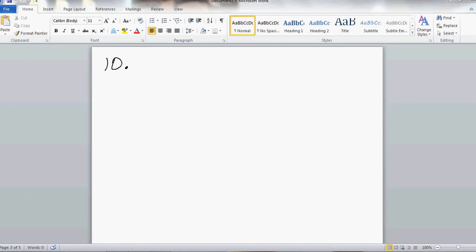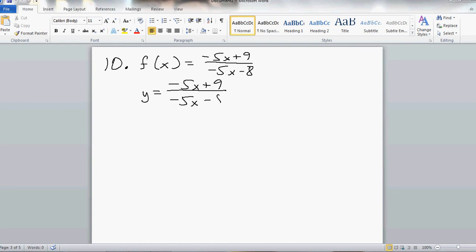Example number 10 is the final problem in this particular group of problems. f of x equals negative 5x plus 9 over negative 5x minus 8. So we need to get a y value in there. So we just change the f of x to a y. Switch the x's and y's around.